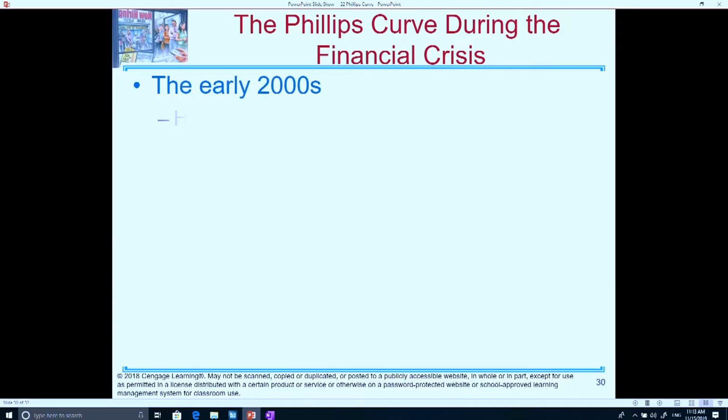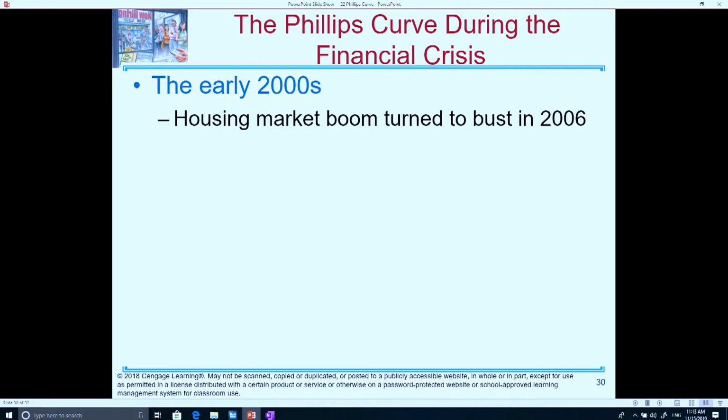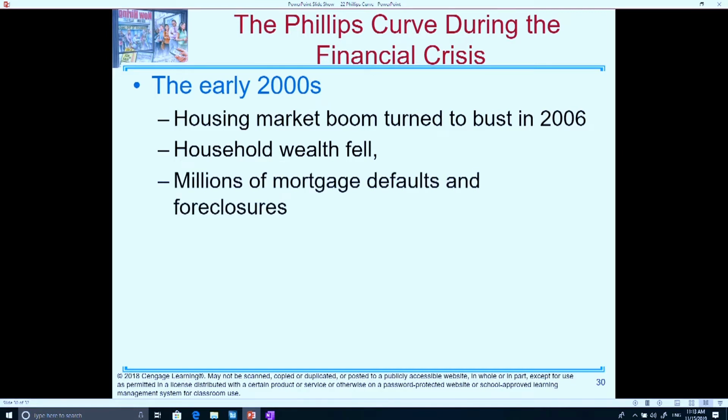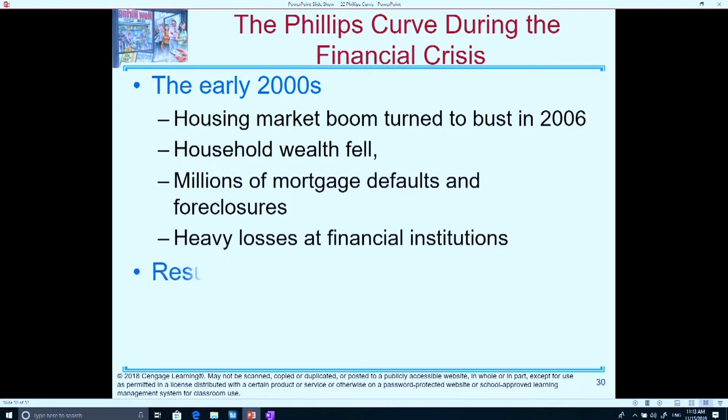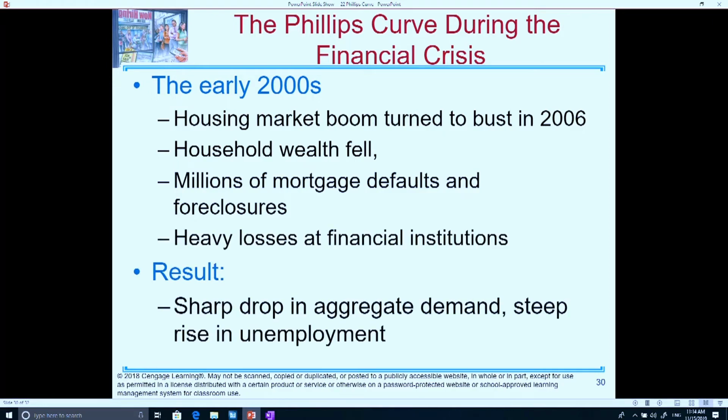Now the financial crisis. During the early 2000s, there was a housing market boom. It turned bust in 2006-2007. Household wealth fell dramatically in 2007-2008. Millions of mortgage defaults, lots of foreclosures, heavy losses at financial institutions. What happened? In our aggregate model, we had a dramatic shift in the aggregate demand curve. This means we're going to have a dramatic shift along the Phillips curve. Lower prices, higher unemployment rate.